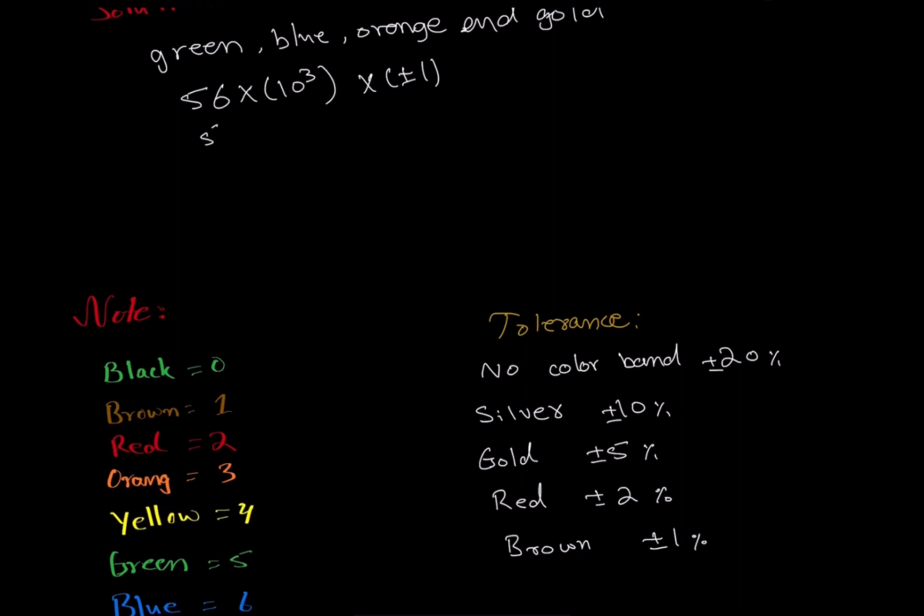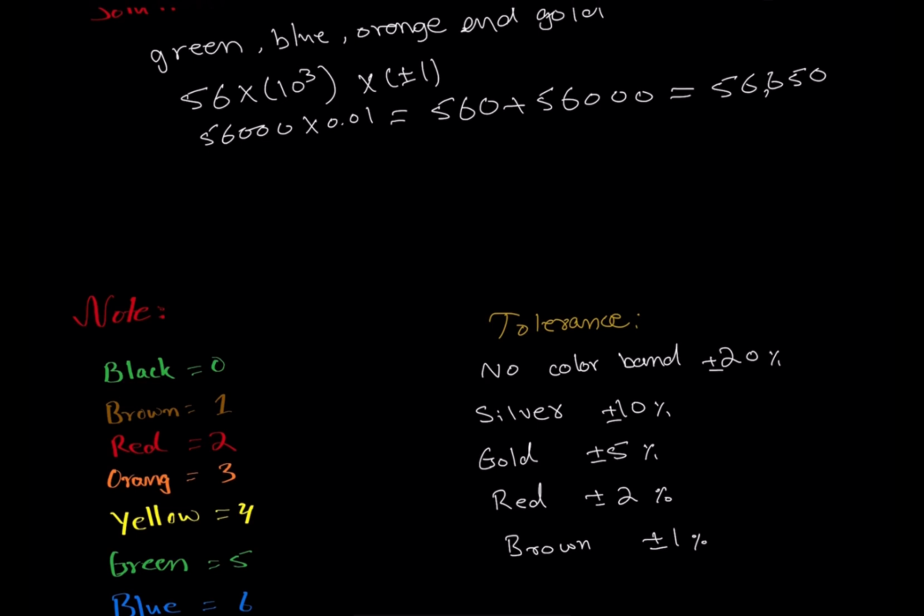So that will be 56,000. If we multiply that by 0.01, it'll be 56,000 times 0.01, which is 560. Plus 56,000, that will be the upper value. So the upper value will be 56,560.